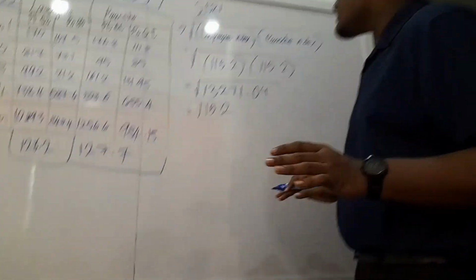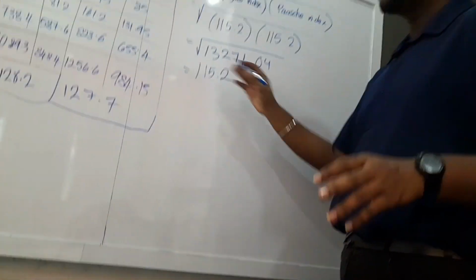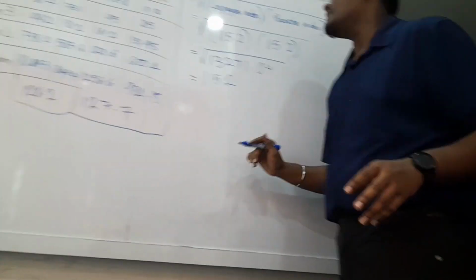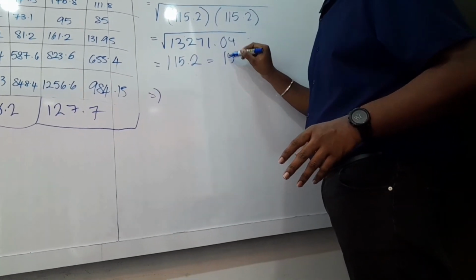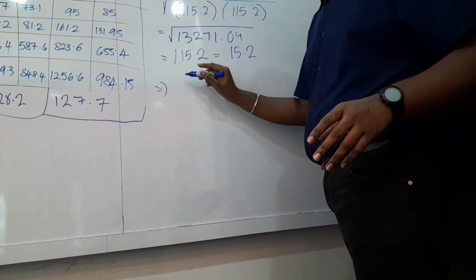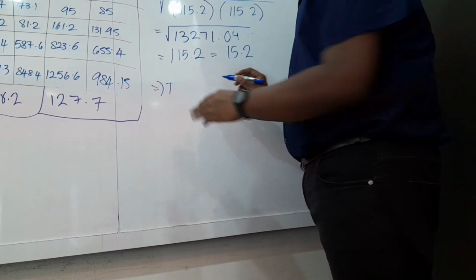Let's write down the conclusion. For the conclusion, you have to change it back to percentage, and when we change it back, it will be 15.2. So let's write the conclusion.